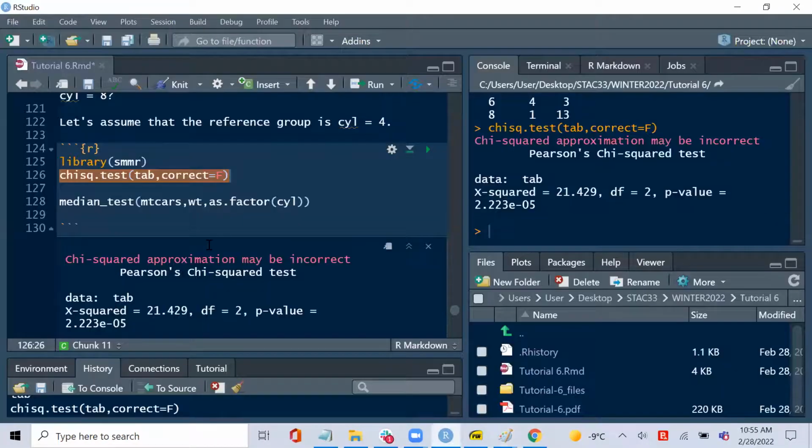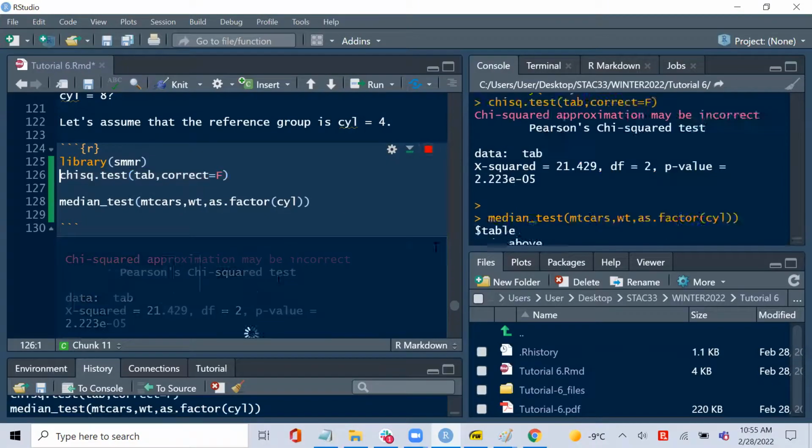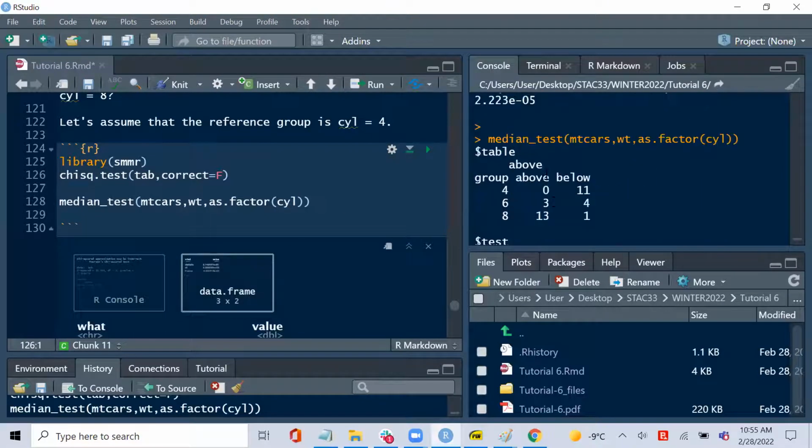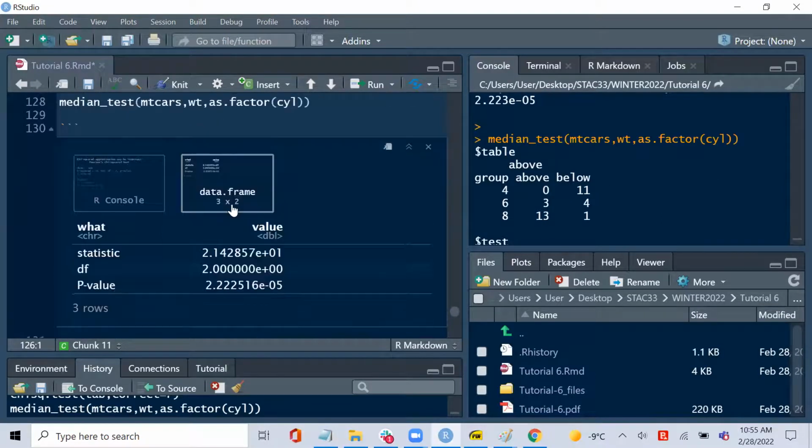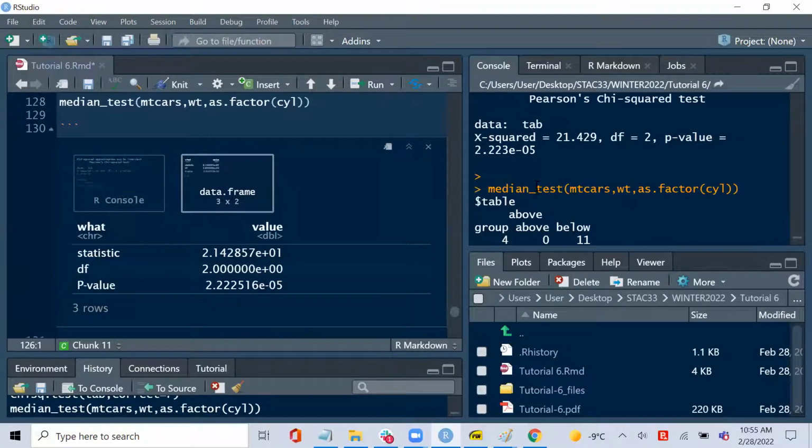All right. Anyways, the median test actually gives you the same information. So look at what you see here. Then look at the p-value here. You can see that it's the same.